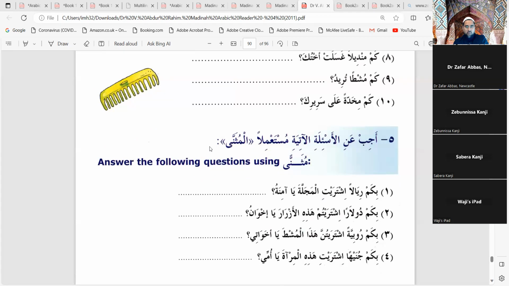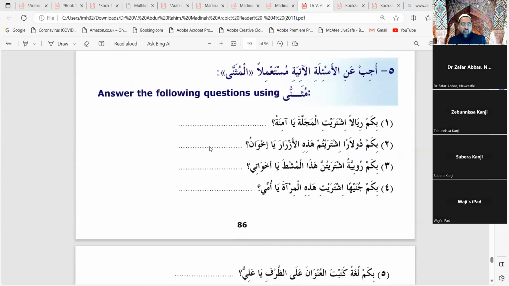Okay. Kam mikhaddatan ala saririk? How many pillows on your bed? Ala sariri mikhaddatan. Here we are using mansub. So ala sariri, no, here it is marfu', mikhaddatan. So ala sariri mikhadda or mikhaddatan. Not mansub here, it's marfu'. Right. Okay. Right, Doctor Bismillah.